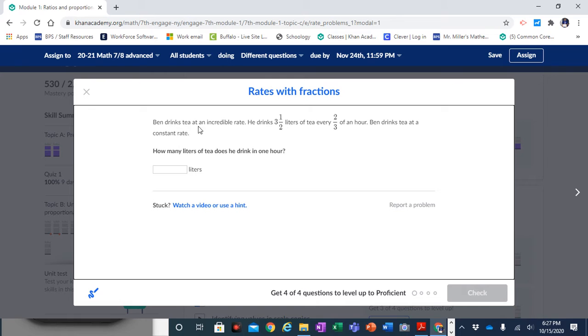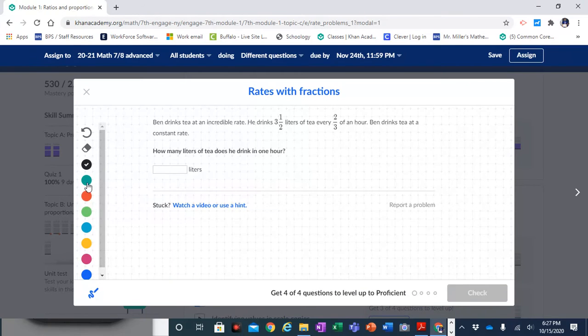So Ben drinks tea at an incredible rate. He drinks 3.5 liters of tea every 2/3 of an hour. Ben drinks tea at a constant rate. How many liters of tea does he drink in 1 hour?